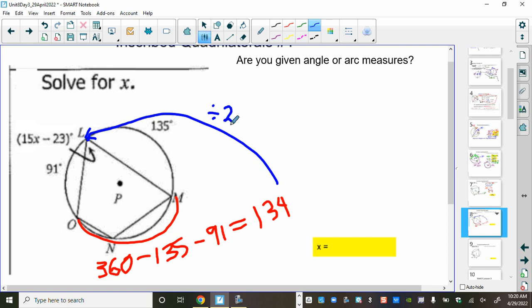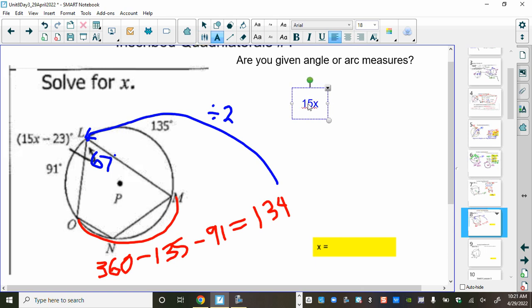It's basically, if you're interested in doing these, then this would be 67 degrees. So then your equation would be 15x minus 23 equals 67. And again, I think you get x equals 6.